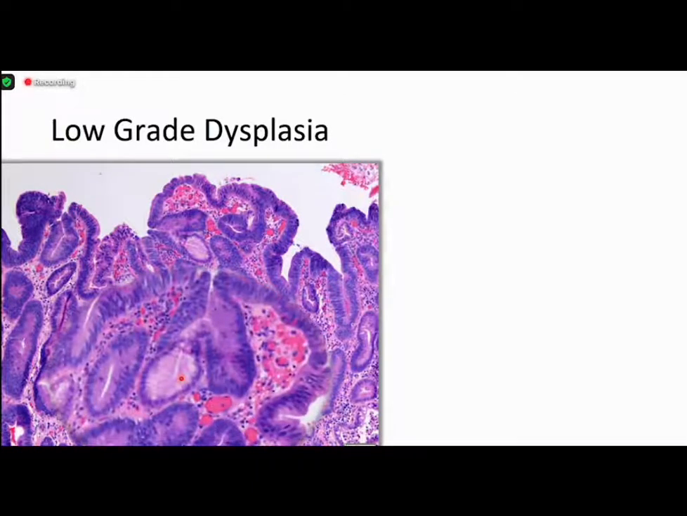So here's a picture showing a high power view. This is a good view because we can see the normal residual epithelium here, and we can compare it to this abnormal looking epithelium. We can see that it changes from a single layer to more stratified epithelium, and we can appreciate these pencillate nuclei with some mitosis. There is also loss of mucin that we can appreciate.